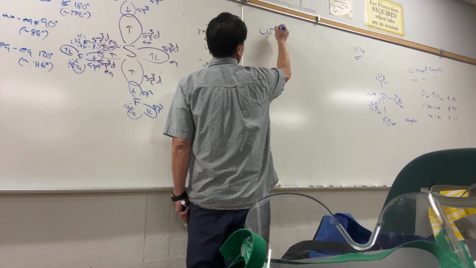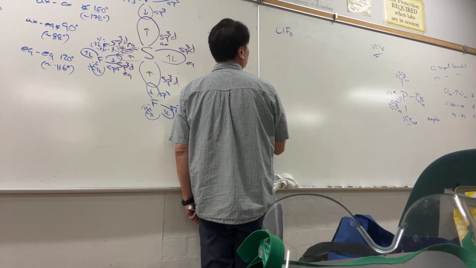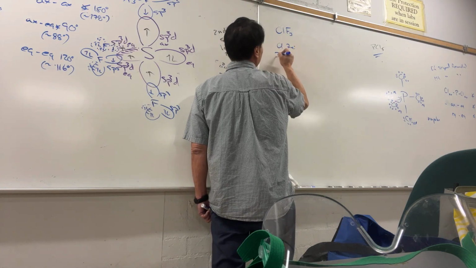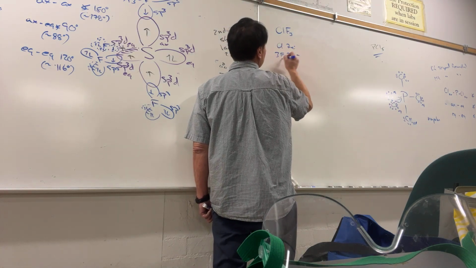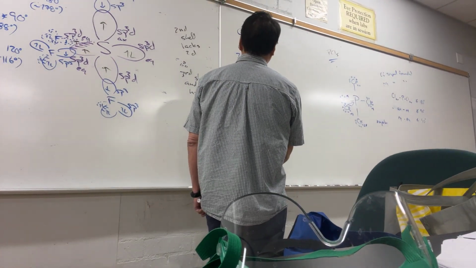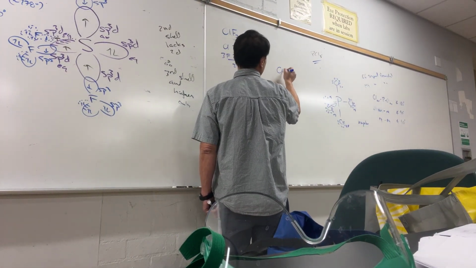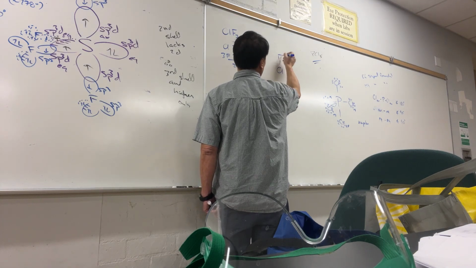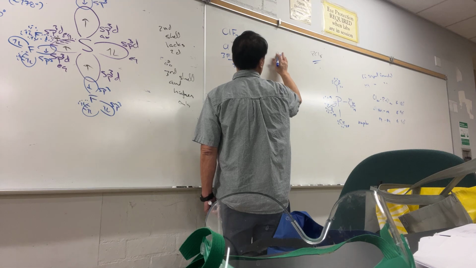The next molecule we're going to look at is ClF3. Chlorine has 7 electrons. 3 fluorines would be 21 electrons. So this is going to give us 28 electrons. Now, chlorine hates to be in the center, so the only choice we have is to put a fluorine on the terminals here.